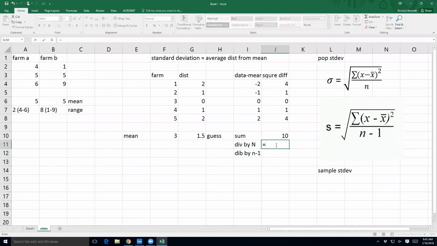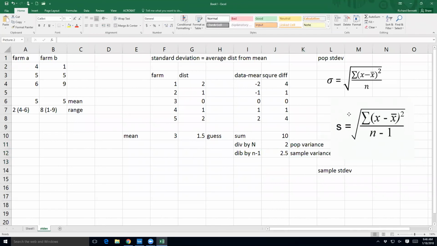I didn't really specify whether that was a sample or a population. But if I take that 10 and divide it by 5, I've got 5 data points there, so that gives me 2. If I take that 10 and divide it by 4, using the bottom formula, that's 2.5. So this step here is called the variance. The first one is the population variance, and the second one is the sample variance.